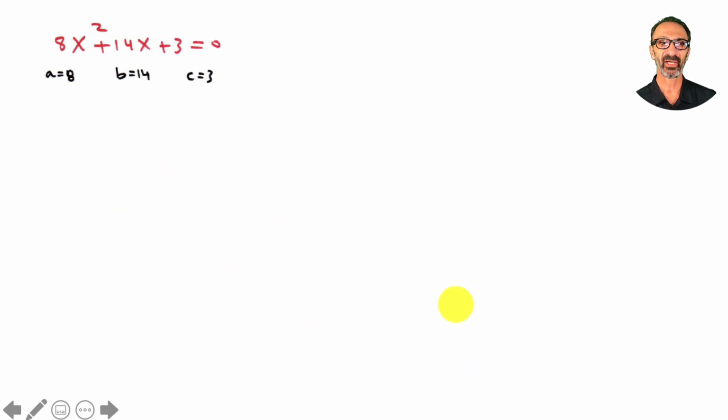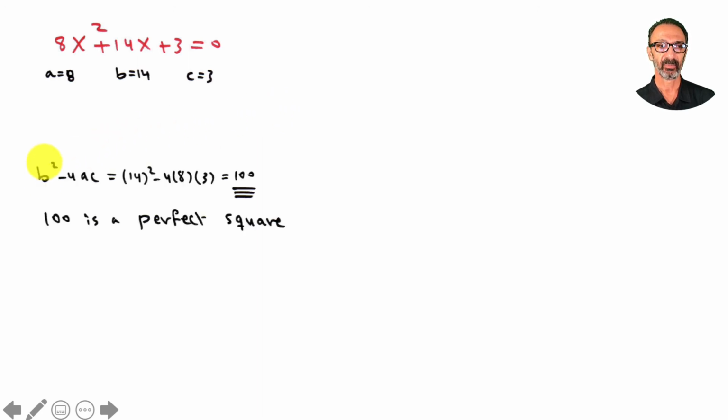Here's another example. 8x to the second plus 14x plus 3 equals 0. I could see the 8 for a, the 14 for b, and the c, which is 3. a is 8, which means the graph opens up. c equals 3, that means the y-intercept. Let's go after the quadratic formula and the discriminant. b squared minus 4ac, that's my b squared, minus 4 times a, which is 8, times c, which is 3. Do the math, simplify, I got 100. 100 is a perfect square.